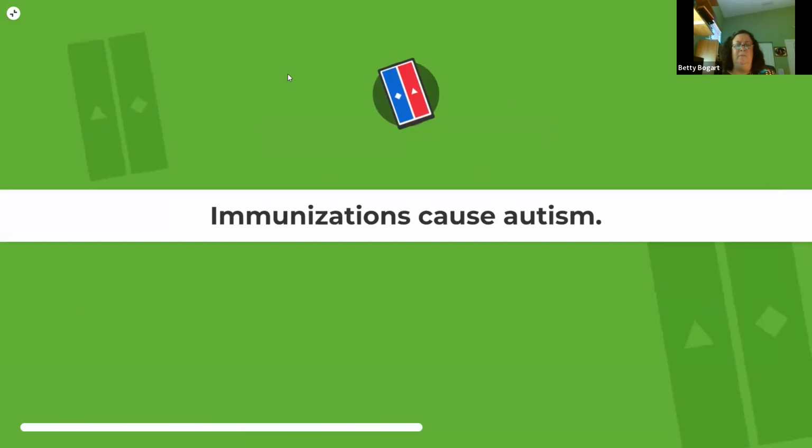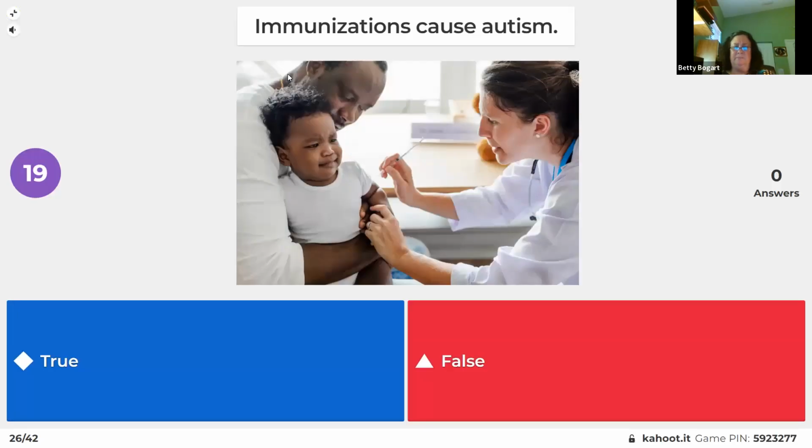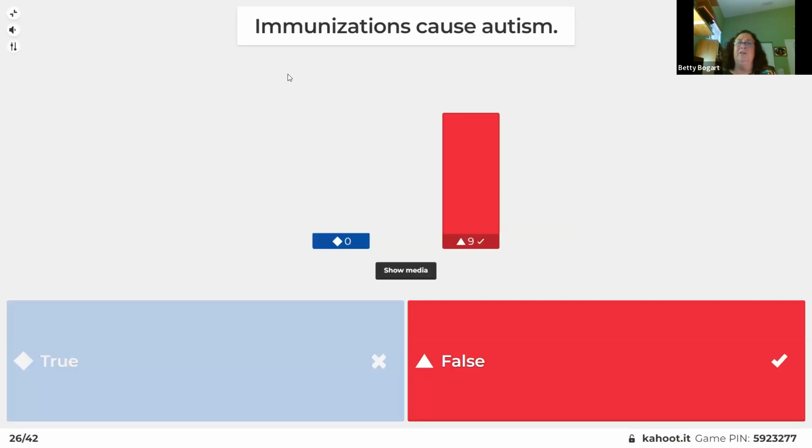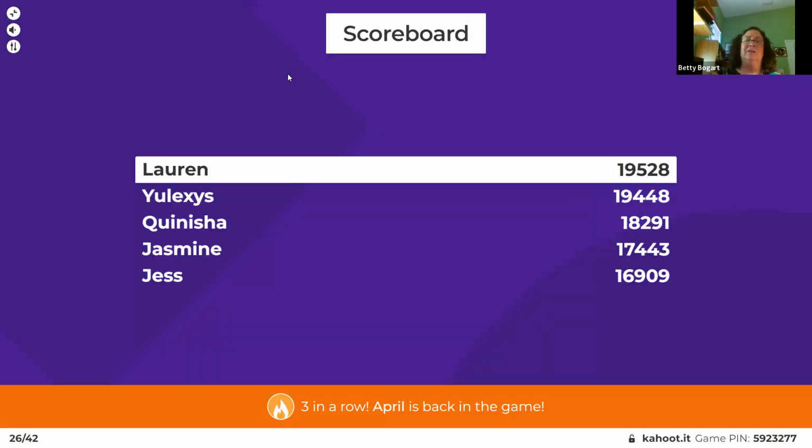True or false? Immunizations causes autism. Absolutely not. That happened after the chickenpox vaccine, and yeah, it's not true.